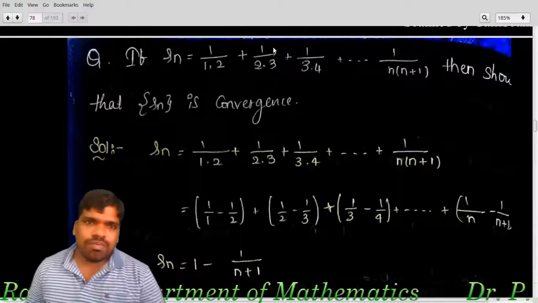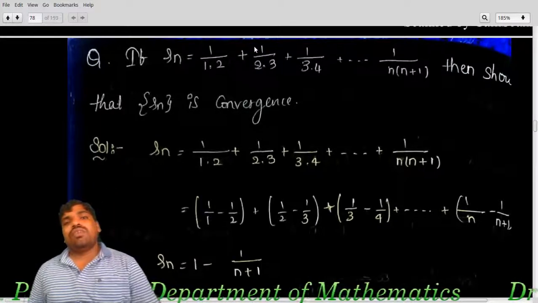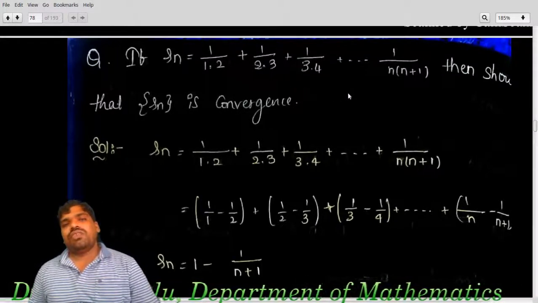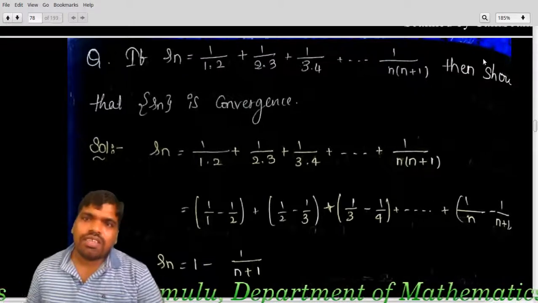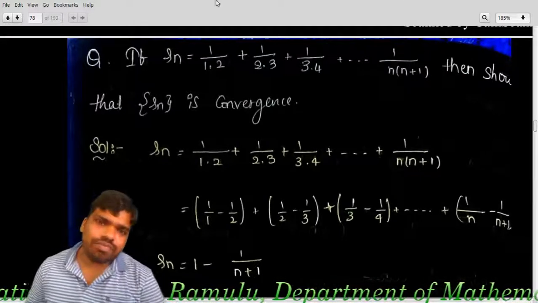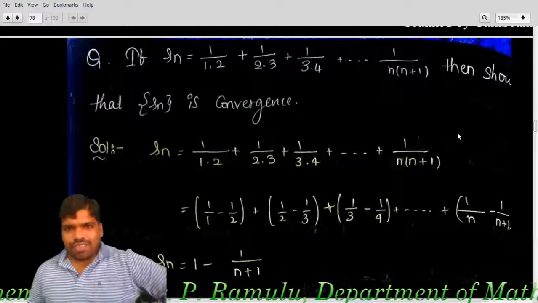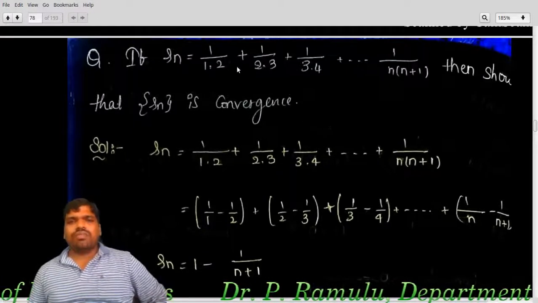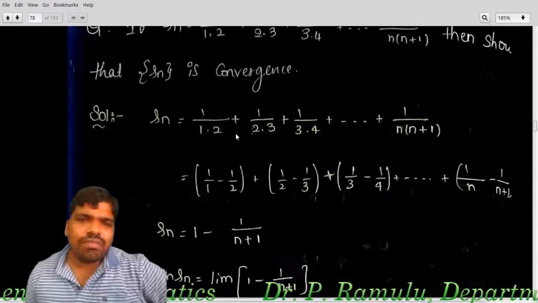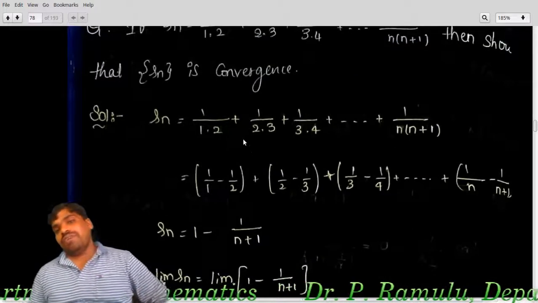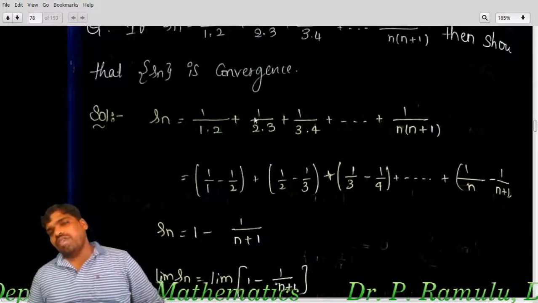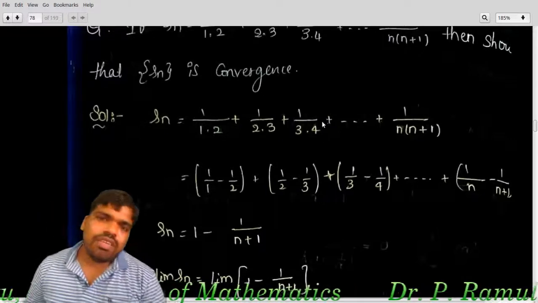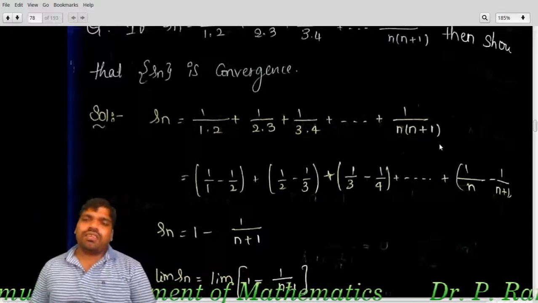Okay, some other problem. If Sn equals 1 by 1.2 plus 2 by 2.3 plus 3 by 3.4 and so on up to 1 by n into n plus 1, then show that Sn converges. We have to show it by using the limit theorem directly. I am writing Sn equal to 1 by 1 into 2 plus 1 by 2 into 3 plus 1 by 3 into 4 plus and so on up to 1 by n into n plus 1.